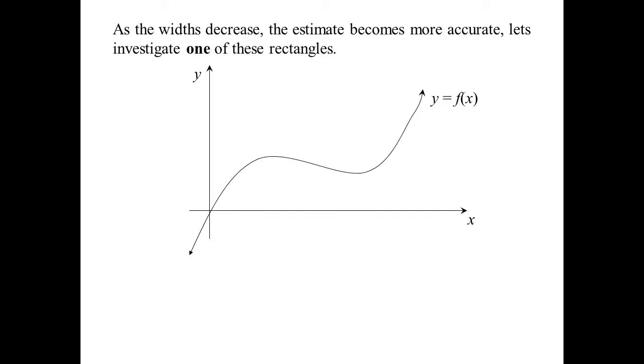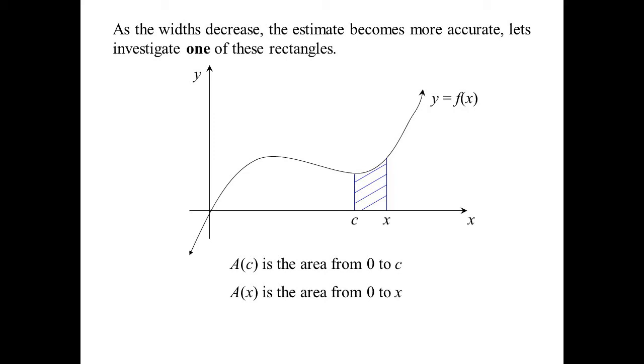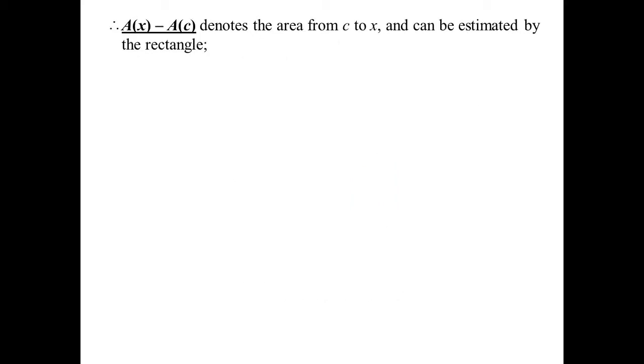So I've now got just a random curve. Let's have a look at one of these rectangles. There's one of the rectangles, and we'd like that width to be 0. I'm going to define a function that will give me the area. Area C will be the function that gives me the area from 0 to C. Area X will give me the area from 0 to X, and then the difference between the two will give me the area of that rectangle.